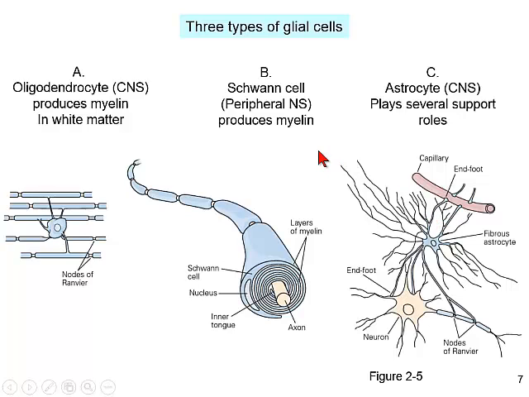Glia simply means glue. So that's why we call these glial cells. The name oligodendrocyte simply means several branches. So it has several branches like a tree, and an individual oligodendrocyte or an individual Schwann cell can then myelinate several axons.